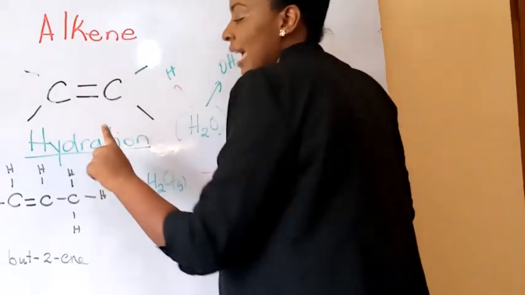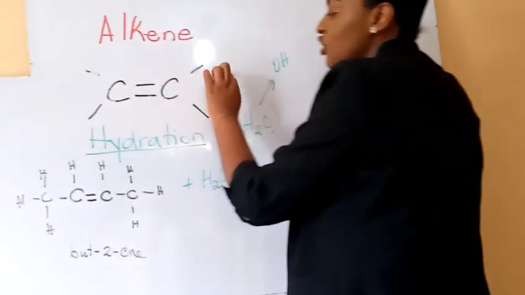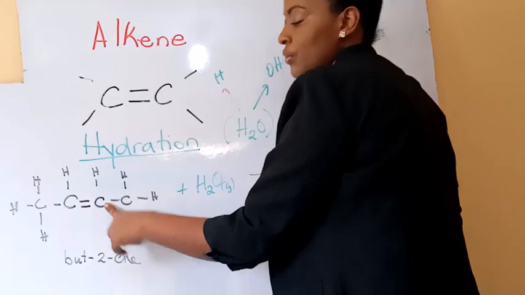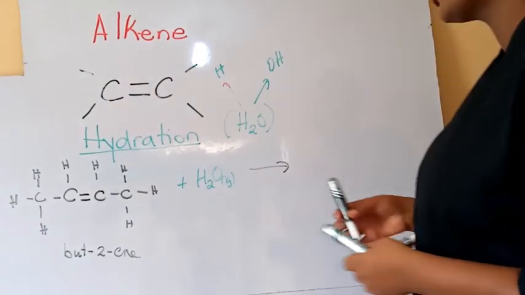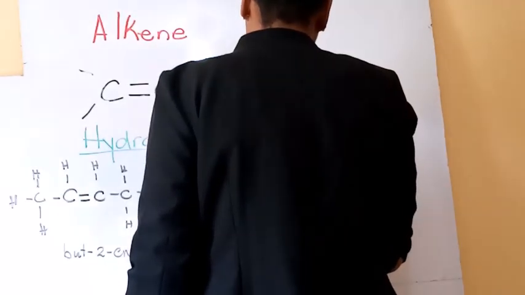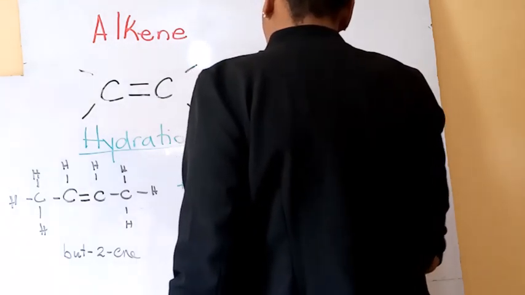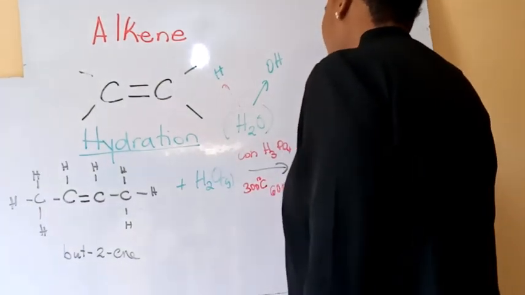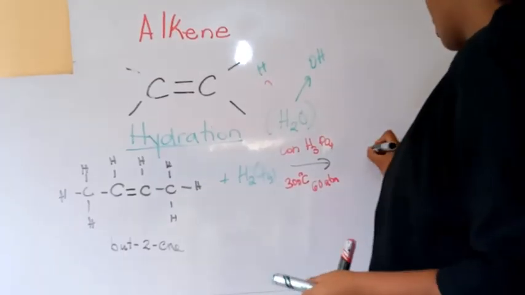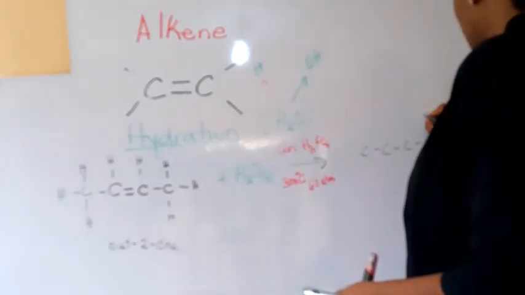So let's go. In hydration, we're going to break the double bond. When the double bond is broken, H is going to go on one of the carbons that had the double bond, and OH is going to go to the other carbon. So in hydration, we need the following condition: concentrated H3PO4, 300 degrees Celsius and 60 atmospheres. That's the condition. Again, we write back what we have without the double bond.